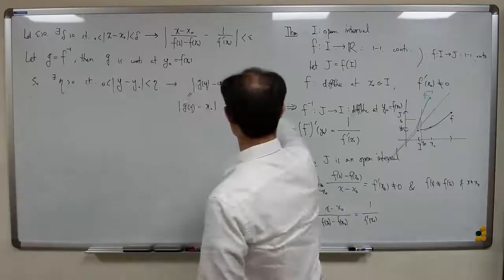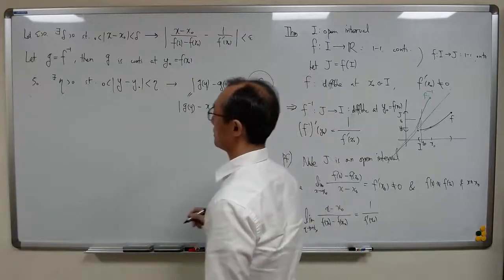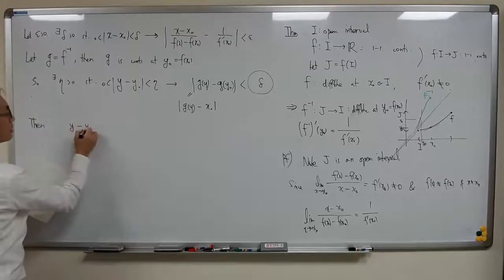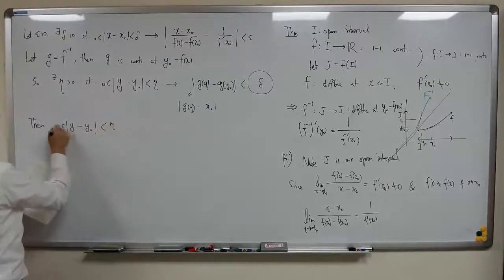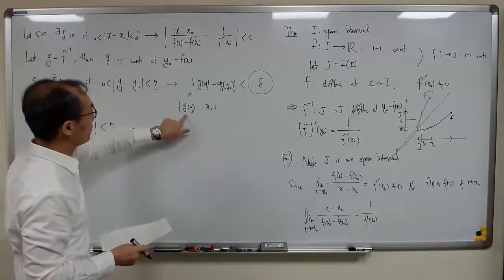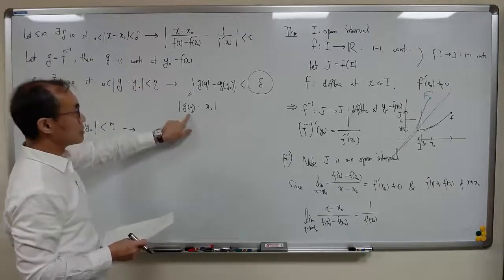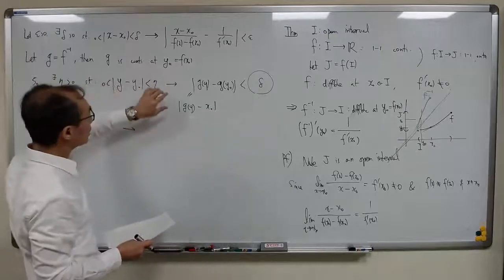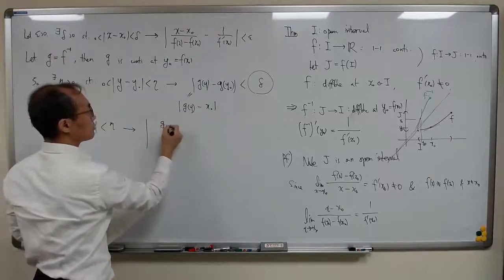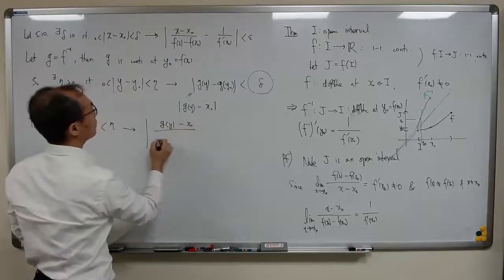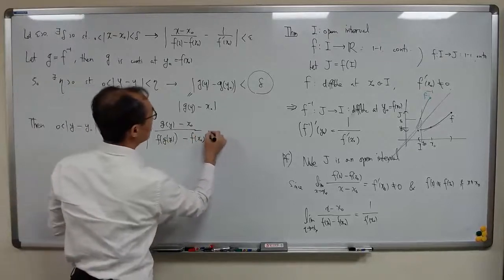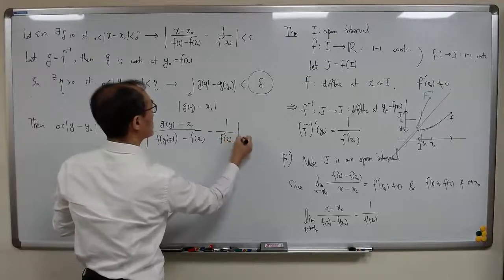What if we choose delta for this blank? Then if y gets close to y naught, with the difference smaller than eta, that implies the difference between g of y and x naught gets smaller than delta. Then instead of x, I can use g of y in this estimation: g of y minus x naught over f of g of y minus f of x naught, minus 1 over f prime of x naught, gets smaller than epsilon.